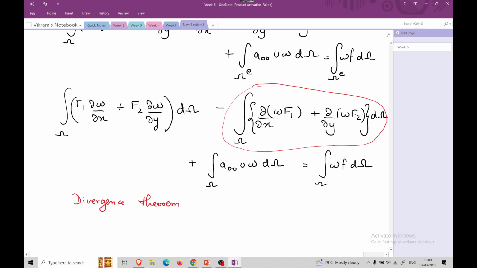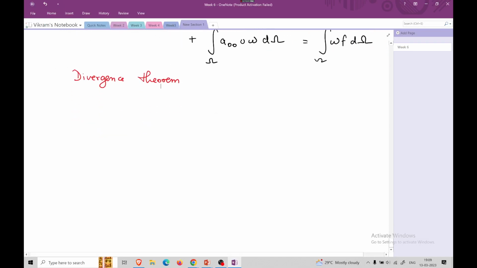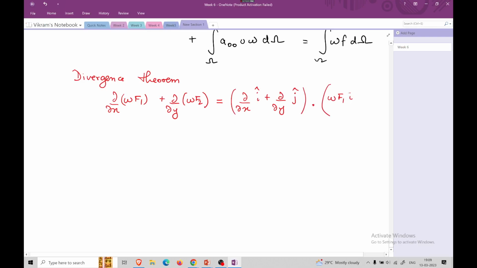So what is the divergence theorem? First of all, this term I can represent this way: dou by dou x of wf1 plus dou by dou y of wf2. So I can represent it as dou by dou x i cap plus dou by dou y j cap, dot product with wf1 i cap plus wf2 j cap. So this is nothing but my gradient operator dot product with the wf vector.